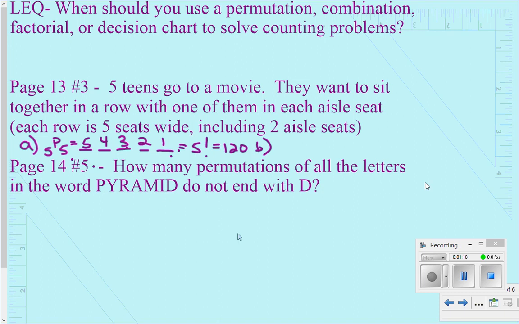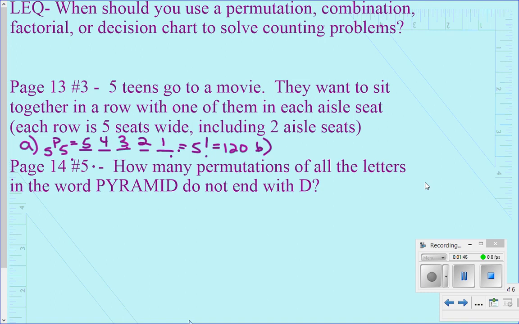Now, B and C get a little more complicated. Remember that when we have repetition, I said to use a decision chart. Same thing with problems where there's a restriction or something that can't happen or has to happen. There you're going to have to use a decision chart. Those are not just straightforward permutation or combination formulas. So B and C would qualify as restrictions.